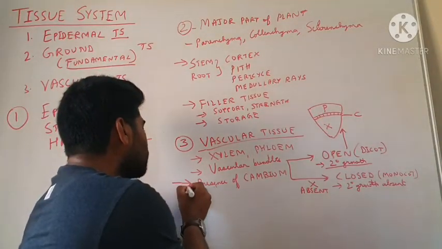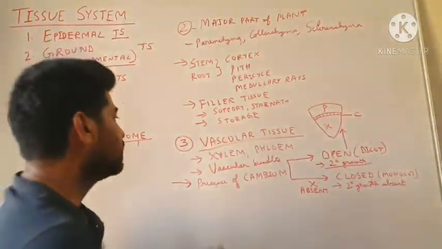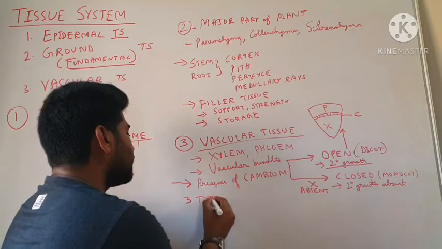Also, based on the position of xylem and phloem with each other, the vascular bundles are of three types.